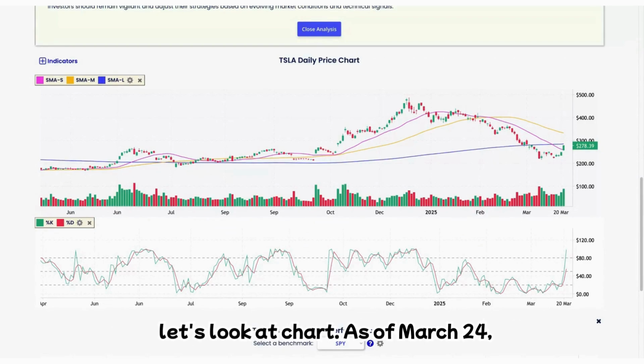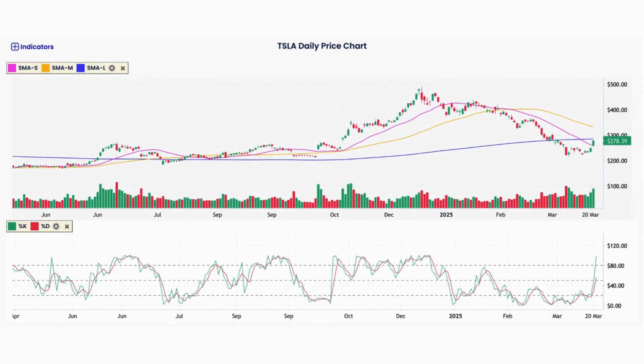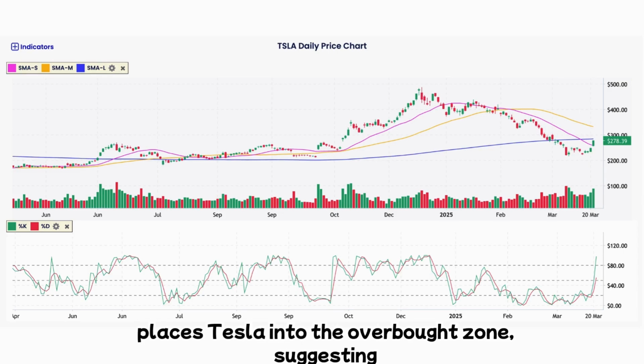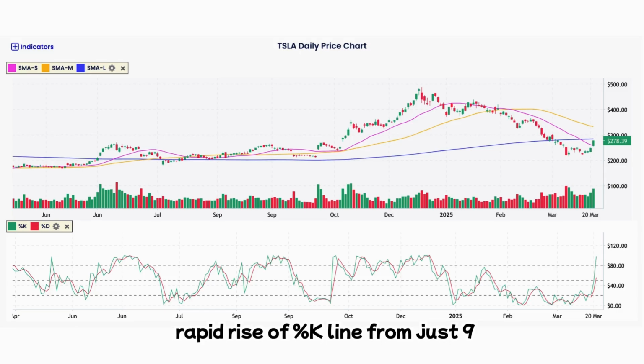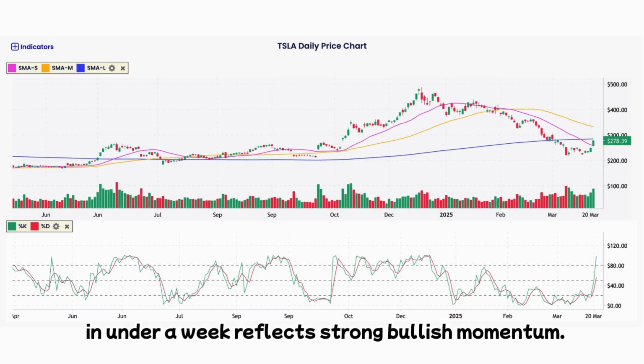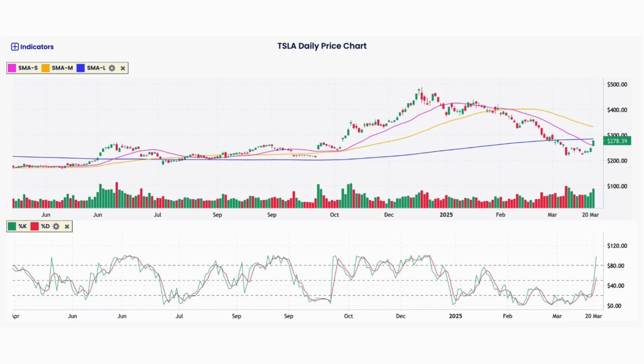Okay, now let's look at the chart. As of March 24th, 2025, the stochastic oscillator shows the percent K line at 98.14 and the percent D line at 55.78. This places Tesla into the overbought zone, suggesting the current rally may be overextended. The rapid rise of the percent K line from just 9.54 on March 18th to nearly 100 in under a week reflects strong bullish momentum.